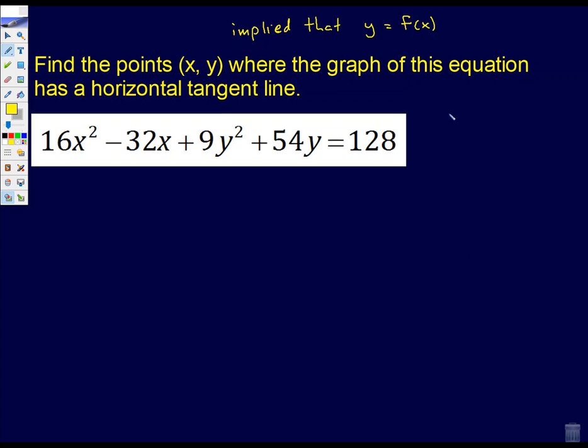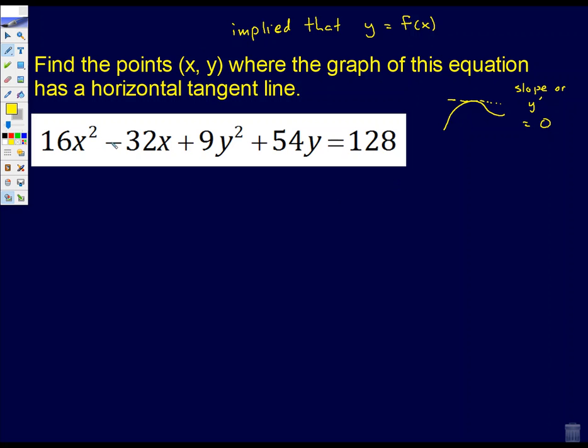So remember, that would mean that the shape of the graph would be such that the tangent line is horizontally straight across, and that means that the slope, or in other words, the derivative, must equal zero, because zero is what the slope of a horizontal line is. So essentially, we're going to be solving for the derivative, and then solving for at what ordered pair the derivative would equal zero.